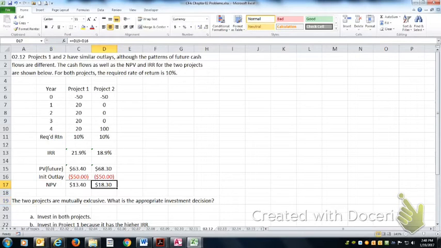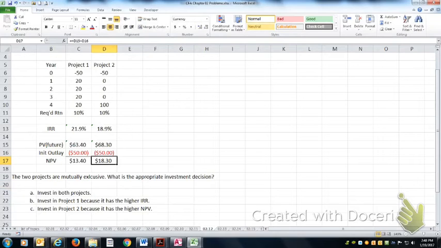The IRR is giving you an indication of the rate that it's earning. The NPV includes how much it's earning it on. All right, so when in doubt, the NPV always gives you the correct answer.